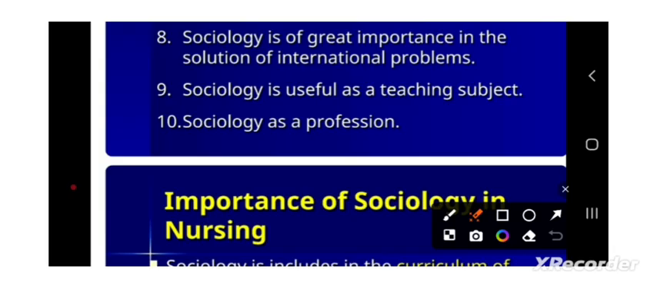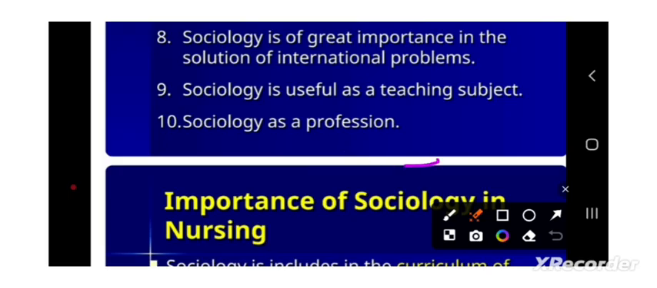Sociology is useful as a teaching subject. Sociology is a valuable subject in education because it equips students with critical thinking skills. It teaches individuals to look beyond surface level explanations, analyze patterns of behavior, understand social structures, and objectively evaluate social issues. This makes it an excellent preparation for careers in public service, law, social work, journalism, and critically healthcare.